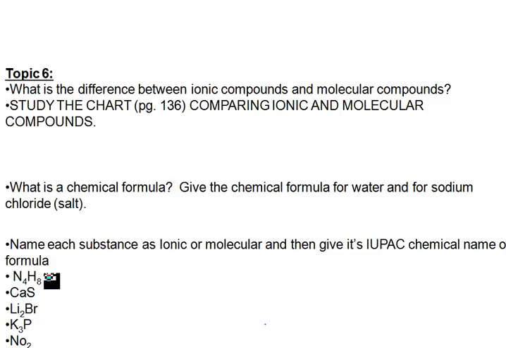So let's write out the names of these substances. So first of all, that's non-metal and non-metal, so it's molecular. So if it's molecular, we've got 4 nitrogen, so it's tetra nitrogen, and we have 8 hydrogen, so that's octahydride.